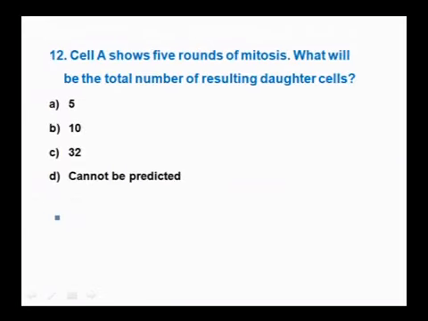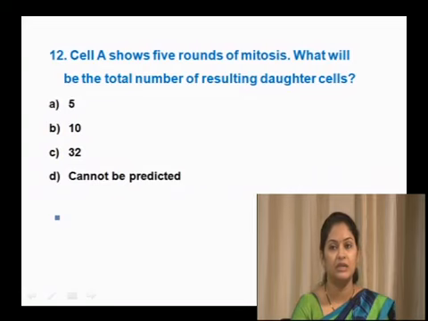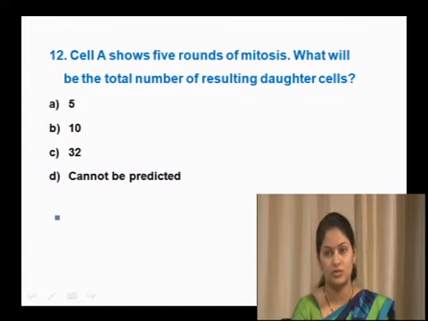Next one, cell A shows 5 rounds of mitosis. What will be the total number of resulting daughter cells? So the question reads like this: mitosis has occurred in cell A in 5 rounds, that is 5 times the mitosis has occurred, and now you have to predict the total number of cells that has accumulated at the end of 5 rounds of mitosis.